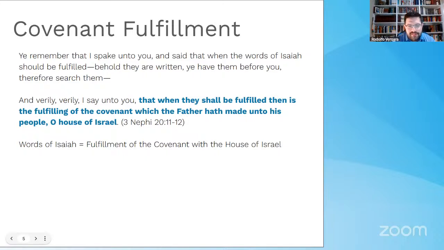So you can put an equal sign there, right? Words of Isaiah equal to the fulfillment of the covenant with the house of Israel. So that's everything in the book of Isaiah has to do with the covenant of the Lord. There is a good paper I read a couple of years ago, which is called Covenant as Context for the book of Isaiah. And Isaiah begins with technically a covenant lawsuit.